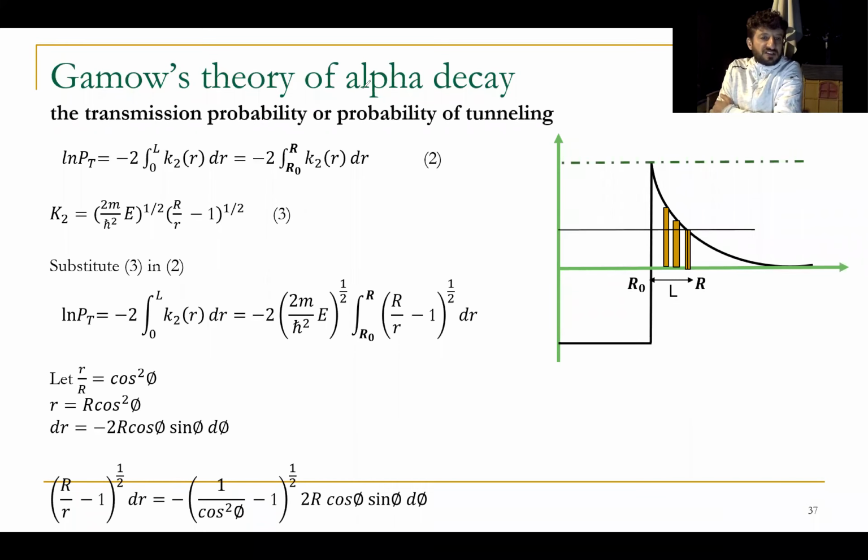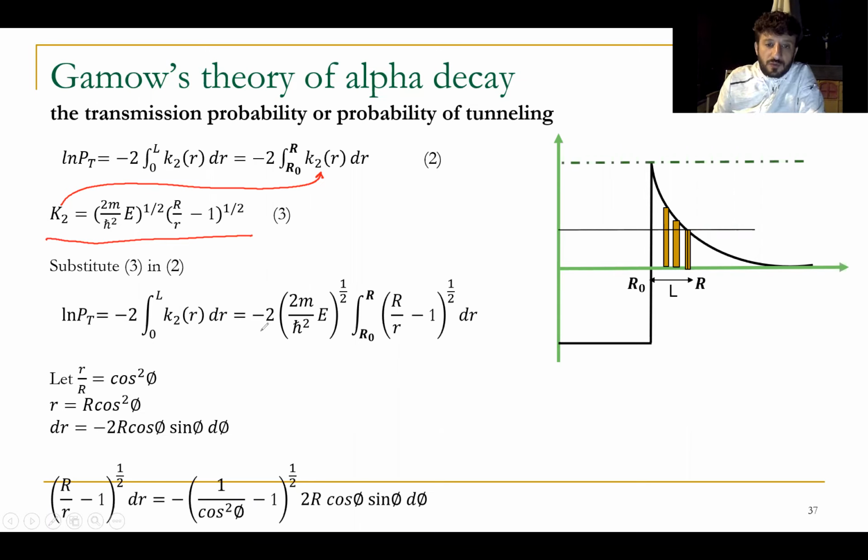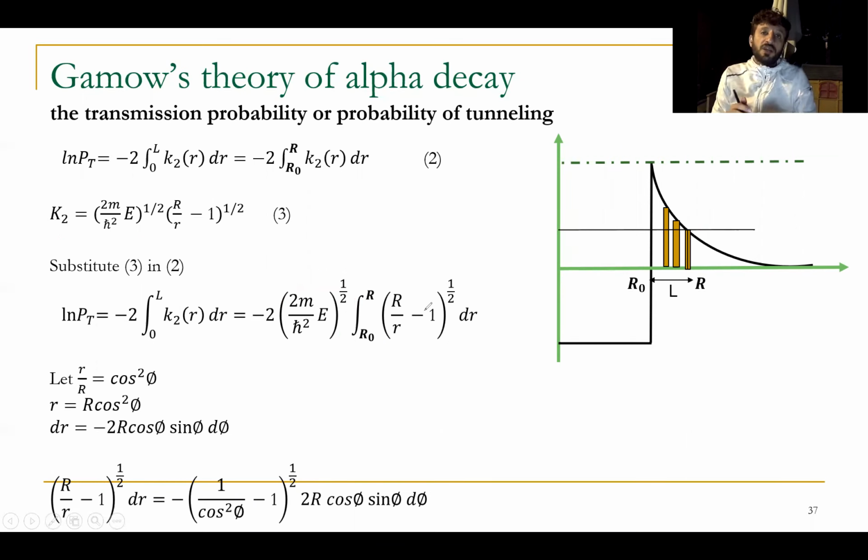Here, at this point, we have K2 calculated before. I just substitute the value of K2 in the initial equation, this one. Okay, we have K2. Here, we can put this term out of the integral because it's constant, and inside we have this one. Let me look here. We have a pure mathematical calculation.